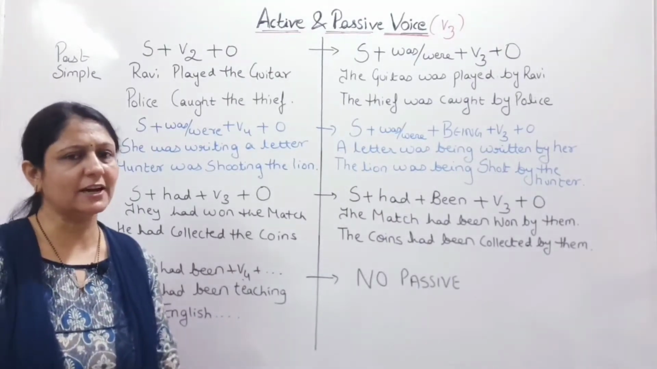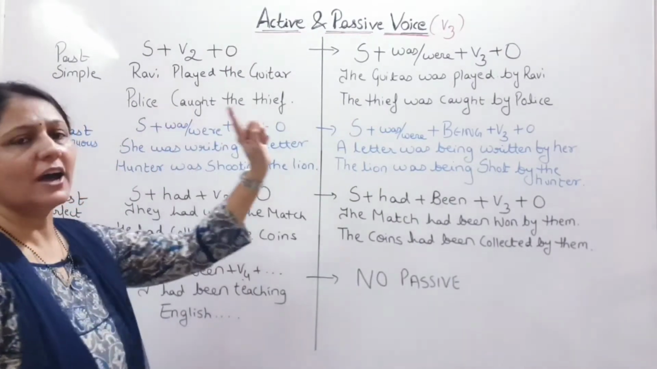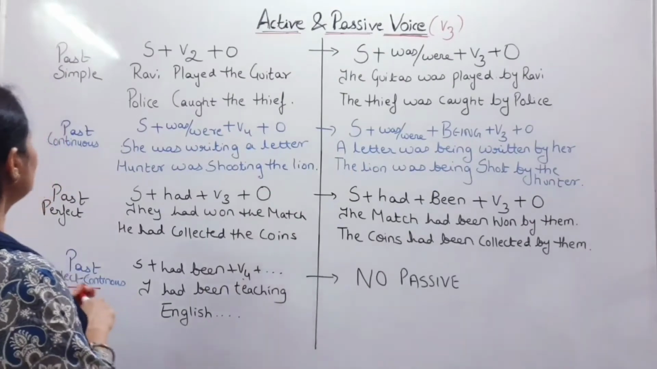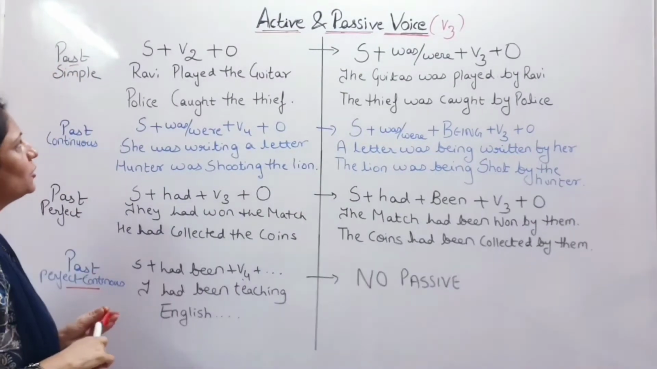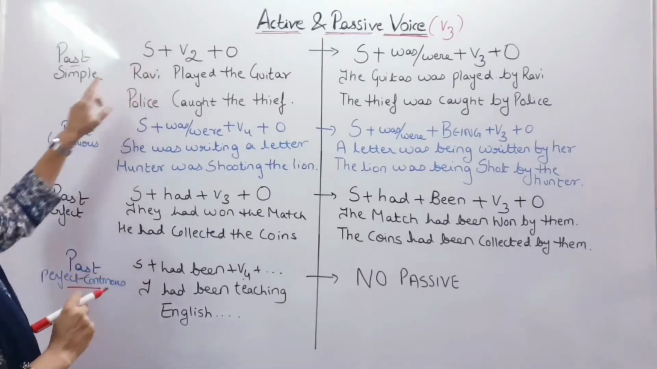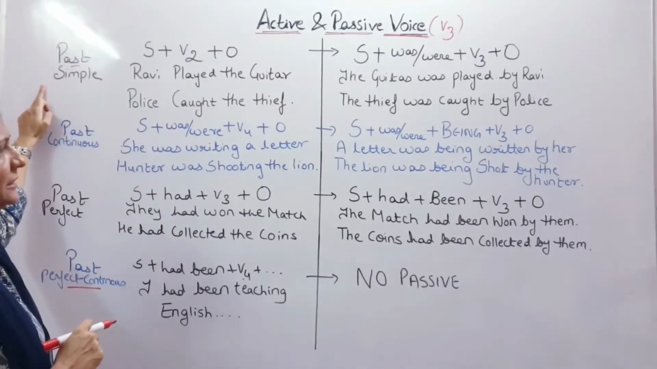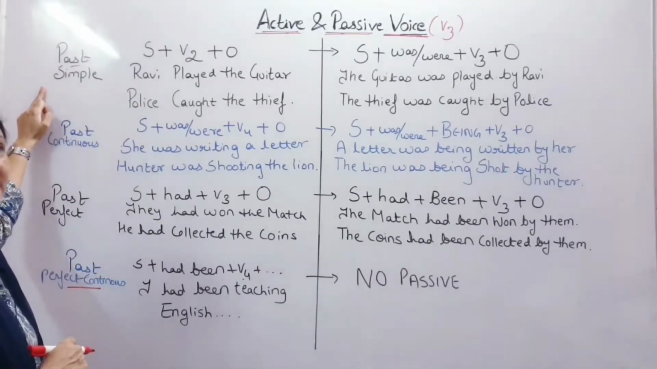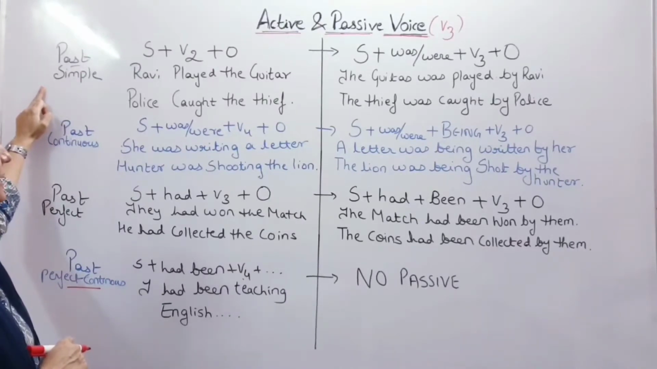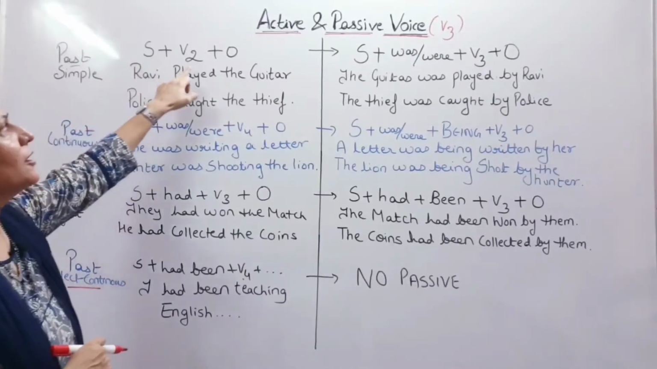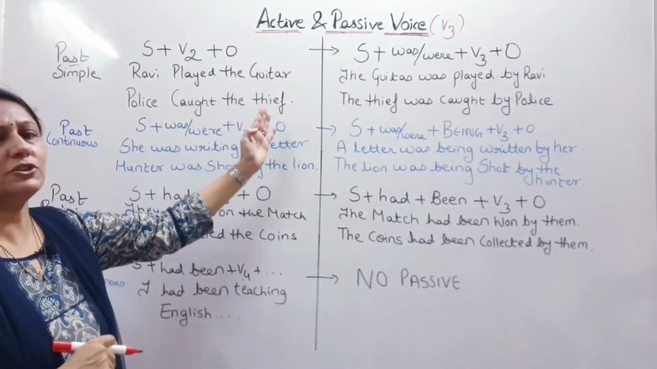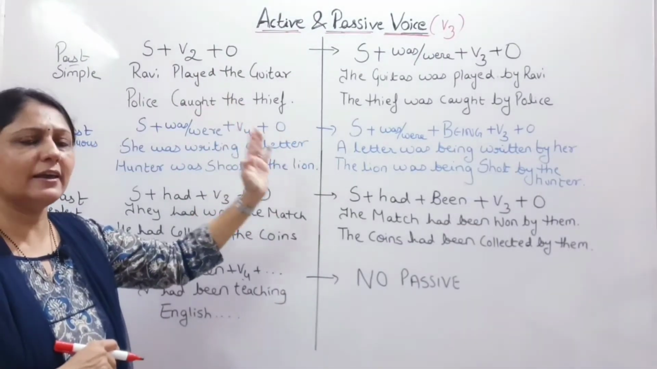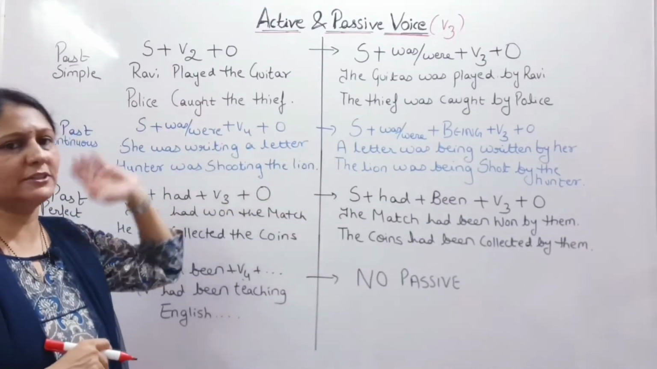Now let's start with the active and the passive voice of past tense. To start with, what is the formula for past simple tense? The formula for past simple tense, as we have already studied, is subject plus second form of verb and object. It also changes in a similar manner like we have done for simple present tense.